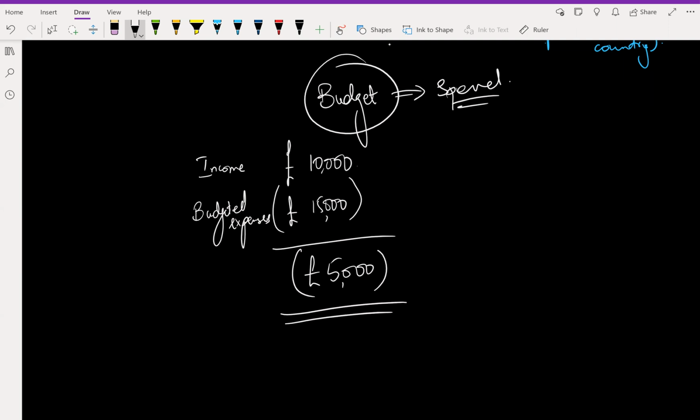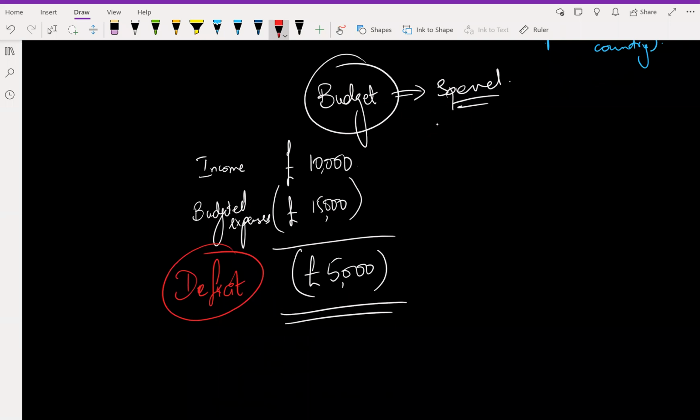Can you tell me how would you fulfill this deficit? There's a deficit, right? So how do you suggest you can fulfill this deficit, guys? Come on. You have an income of 10,000 pounds. You're spending 15,000 pounds. How would you fulfill this budget deficit? How would you fund this deficit? Come on. No answers. Mariam, what do you think? How would you fulfill this deficit? Maybe borrowing.